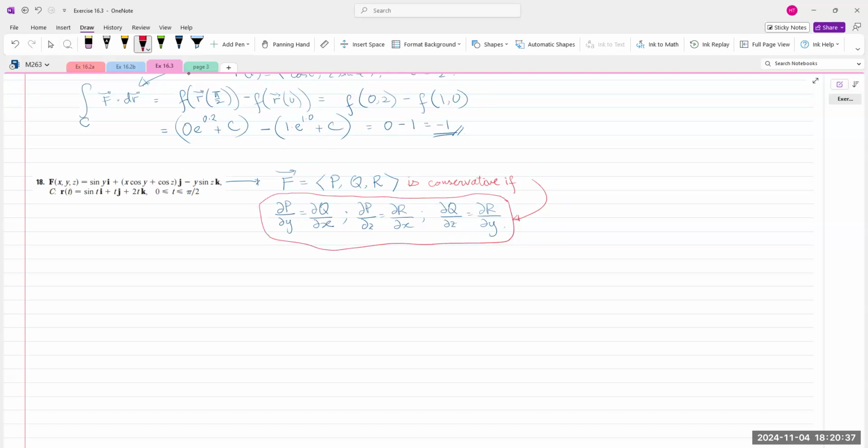If we need to show that it's conservative, again, you can hold it on. Next section, or the section after that, we will see how to show a vector field in 3 dimensions is conservative using the curl that we will see in the next section. Okay, so suppose it's conservative, then our P is sine y, right?